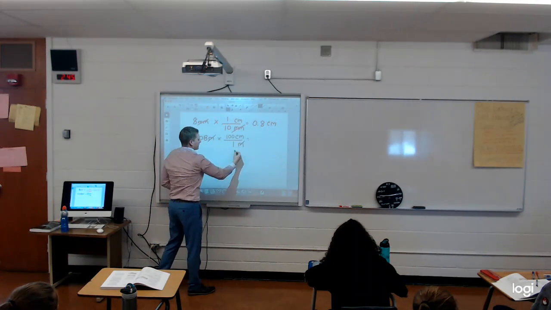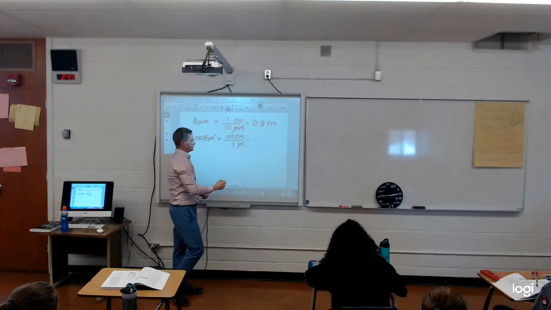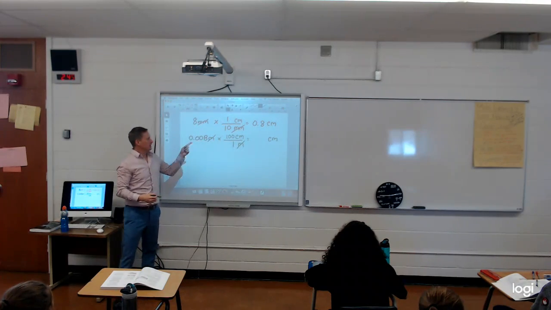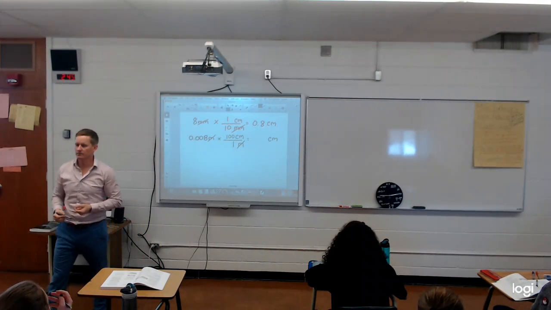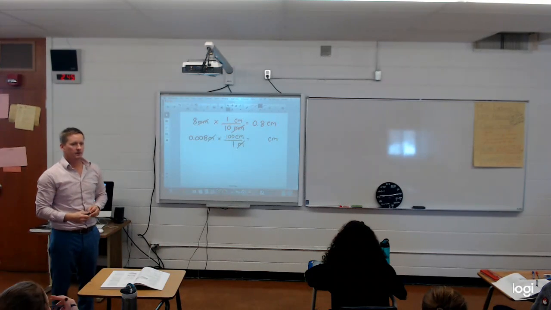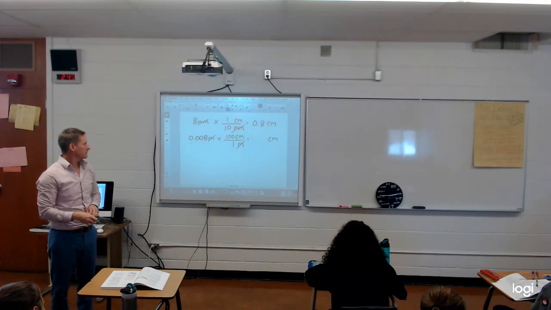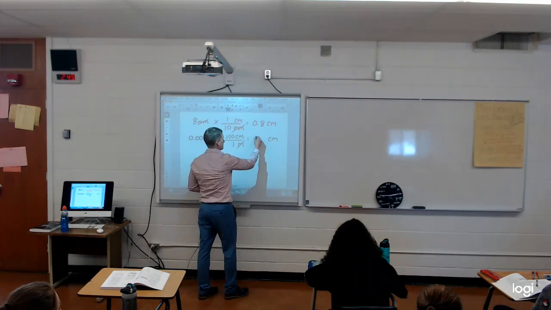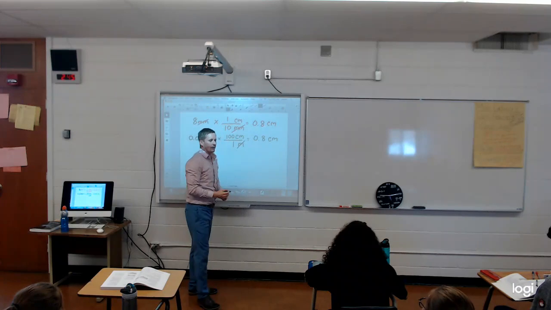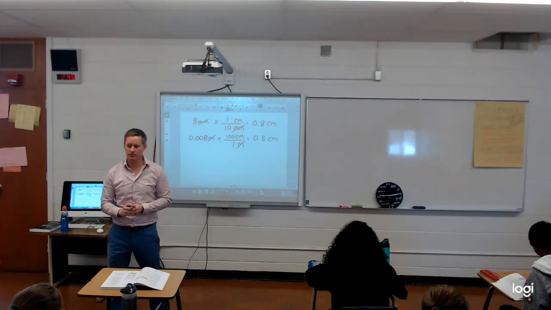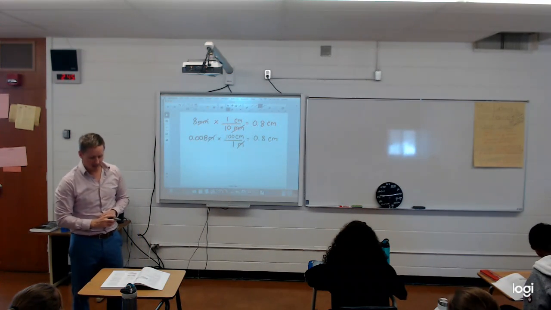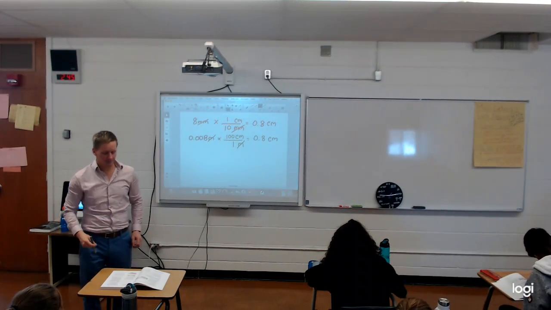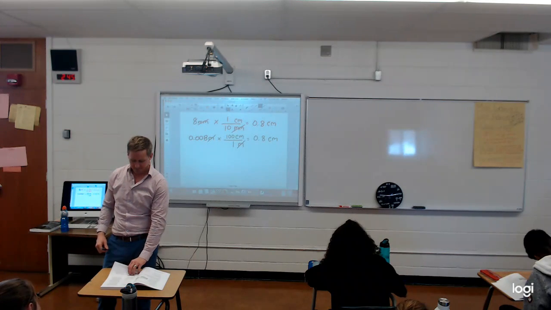Meters cancels with meters. Centimeters right there. 0.008 times 100. What's 0.008 times 100? What do you have? 0.8. What did we find out about the two measurements these two did in their question? Did they get the same measurement? Yeah, they did. Perfect. Okay.